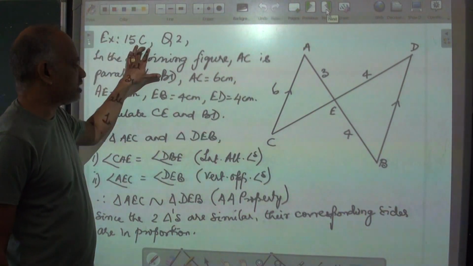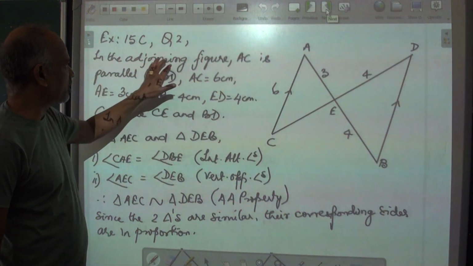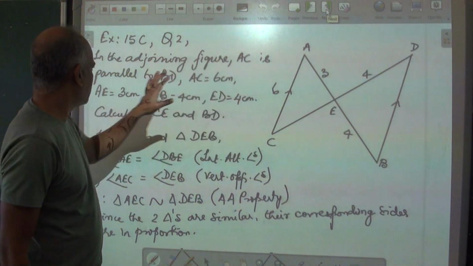This is exercise 15C, question number 2. In the adjoining figure, this is the figure given, AC is parallel to BD.